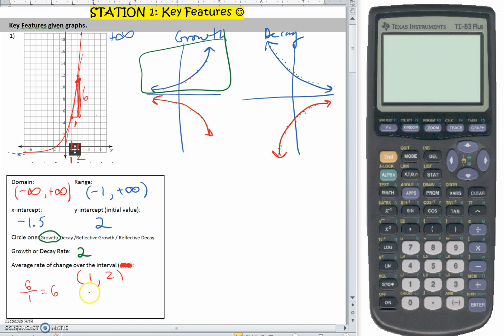If you want to look at it in terms of points, I know that when x is 1, my output is 5. I know when x is 2, my output is 11. So we can actually do the calculation of 11 minus 5 over 2 minus 1. So we get 6 over 1, which is still 6. Either way, you can do it visually, or you can do it using the coordinates. Alright, there's your first tutorial on Station 1. Try to complete Station 1 now on your own. And keep in mind there's an answer key posted on my website already, so you can check your progress.